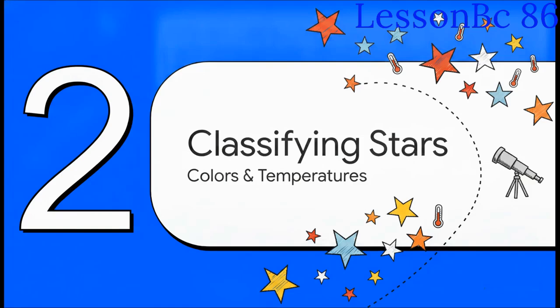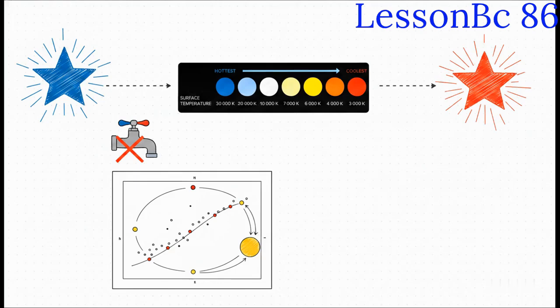Moving right along to Section 2, classifying the stars. Let's talk colors and temperatures. Now that we trust our cosmic measuring tape, let's actually look at the stars themselves. If you gaze up on a clear night, you might notice stars aren't just plain white. They have these subtle hues, and this brilliantly illustrates exactly how we categorize them.